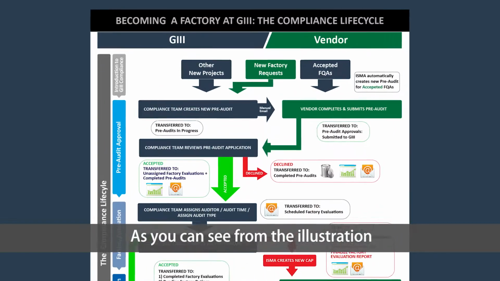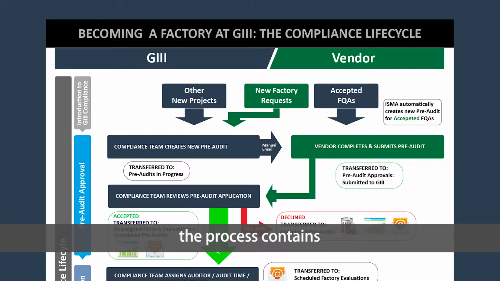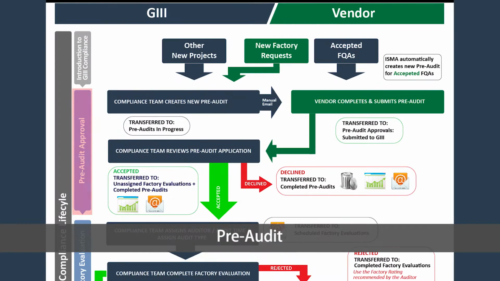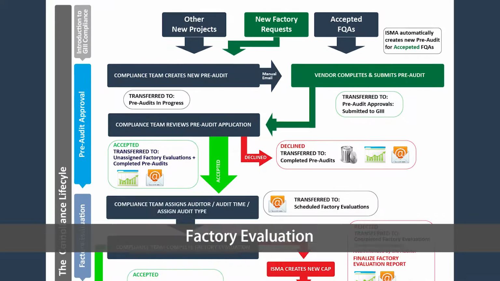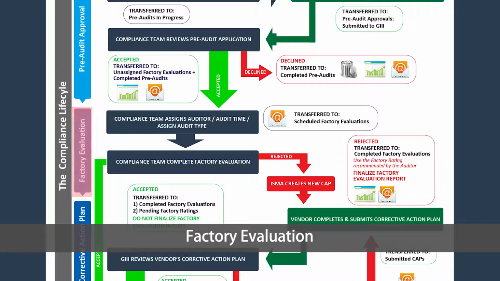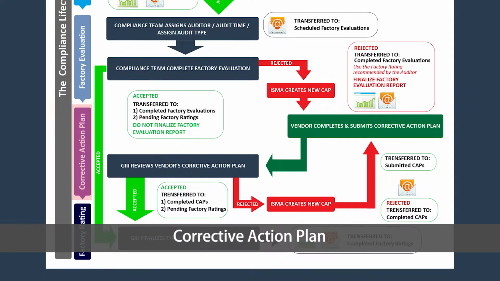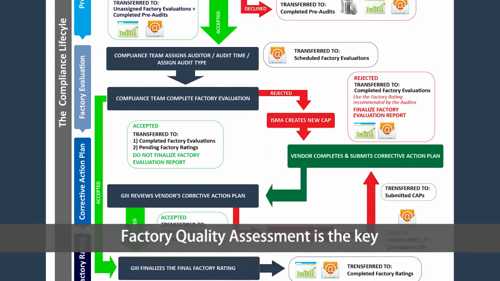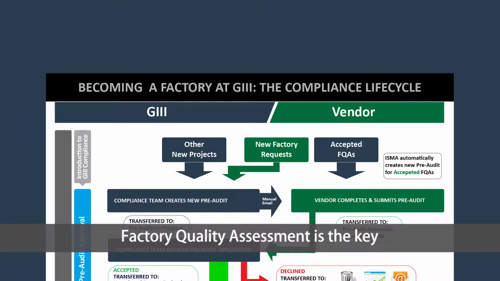As you can see from the illustration, the process contains Factory Quality Assessment, or FQA, Pre-Audit, Factory Evaluation, Corrective Action Plan, and Factory Rating. Factory Quality Assessment is the key.